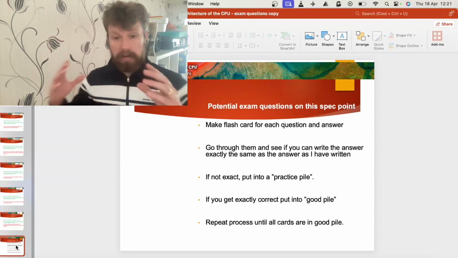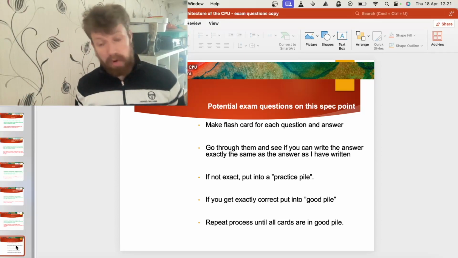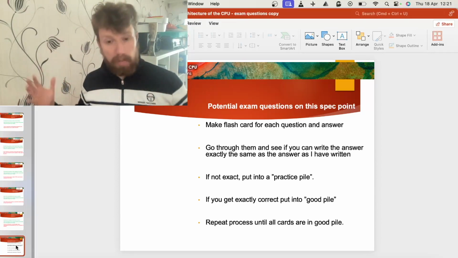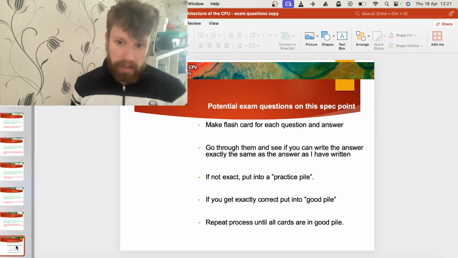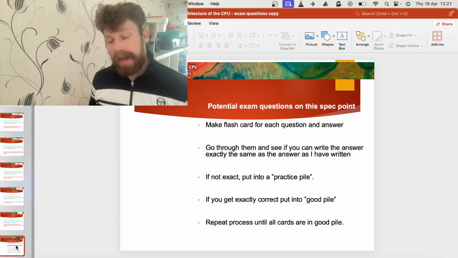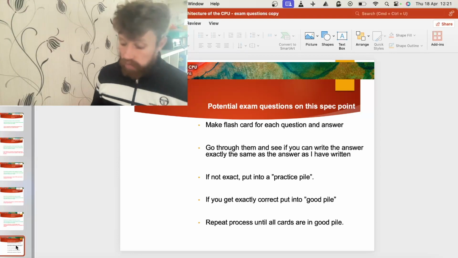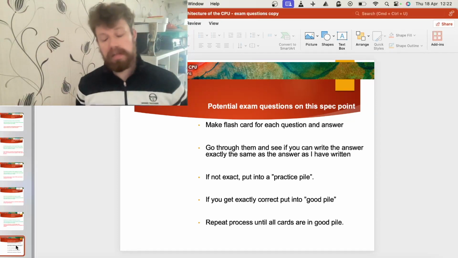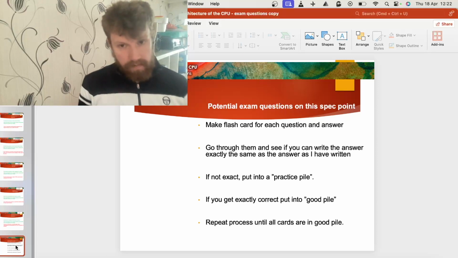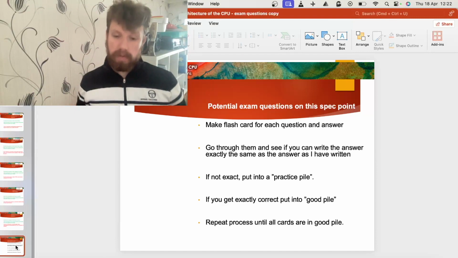All you need to do is get some paper. You can cut it in half if you want, or you don't have to if you can't be bothered. Then put the question on the front and the answer on the back. You go through it and ask yourself the question on the top of the deck, and you write the answer. When you flip it over, you compare your written answer to the one that you wrote on the back from my slides, and if it's not exactly the same, remember I've used my examiner knowledge to work out what's going to be giving you the marks.